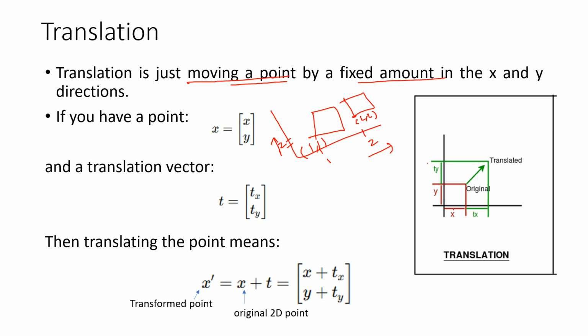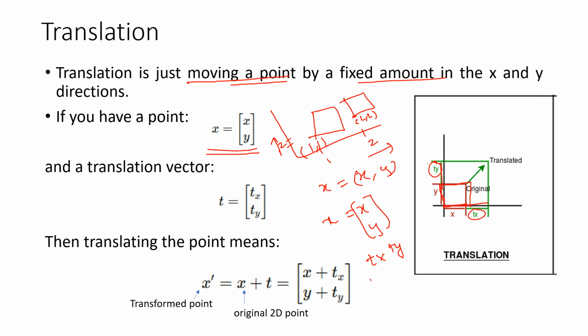So see this diagram. If we have original x and y coordinate, the translation x and y is represented as tx and ty. So if we have a point x, which is nothing but x comma y, we are representing in matrix format as x y, and the translation vector, how much point we have to move, is represented as tx and ty. So t equal to tx and ty. Then translating the point is represented as x plus t.